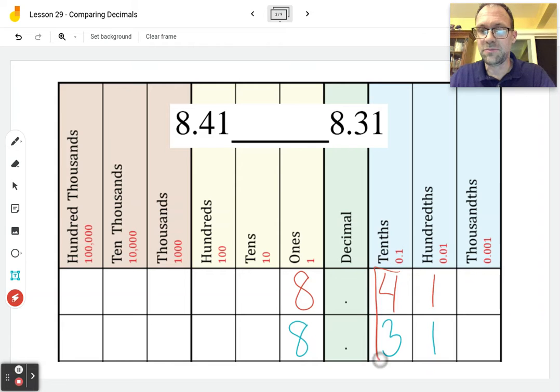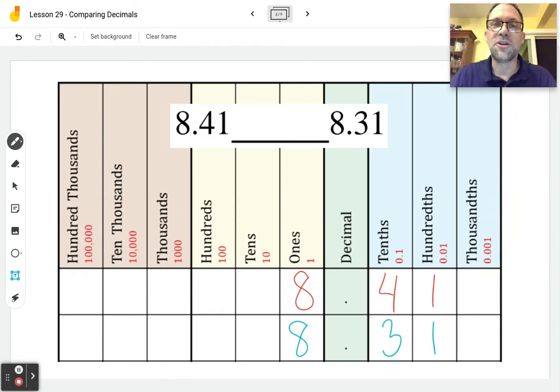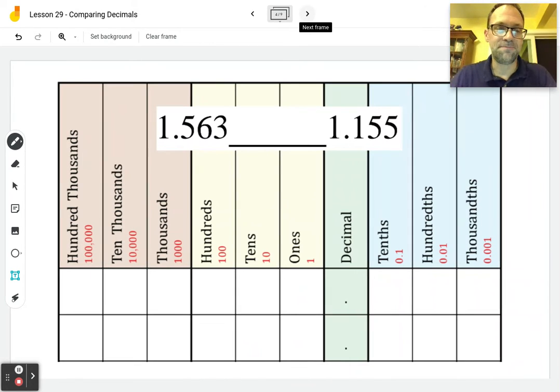And here we see a 4 and a 3. So the 4 is greater than the 3, which means 8 and 41 hundredths is greater than 8 and 31 hundredths. And so we will use our greater than sign to show that 8 and 41 hundredths is greater than 8 and 31 hundredths. Let's try another one.